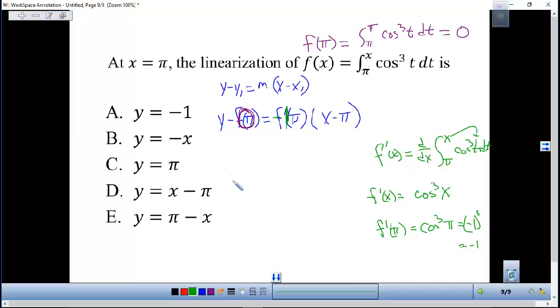So when I put all this together, I'm going to end up with y is equal to negative 1 times x minus pi. Now you can go ahead and distribute that, and you could get y is equal to negative x plus pi, or pi minus x.